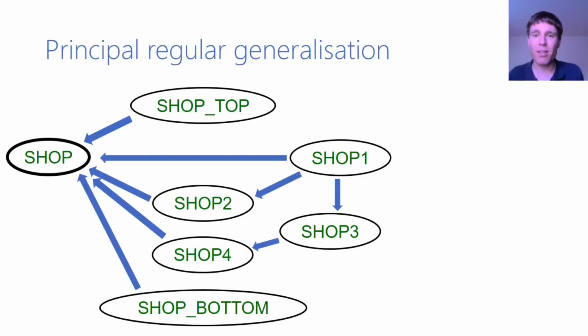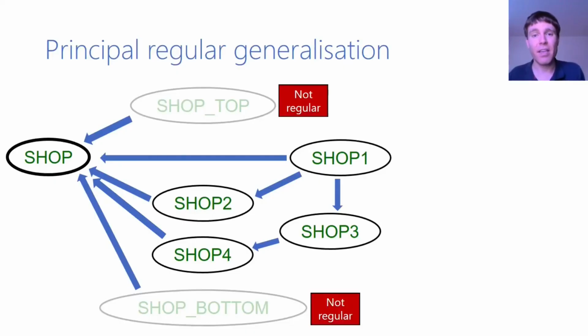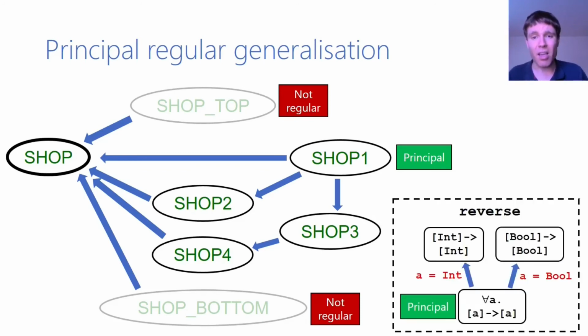Now, out of all the well-defined generalizations of an SDF, if we keep only the regular generalizations, we can prove that there's always a principal regular generalization, and that's the elastic SDF we use. This can be seen as the analog of the principal type of a term in a functional programming language.